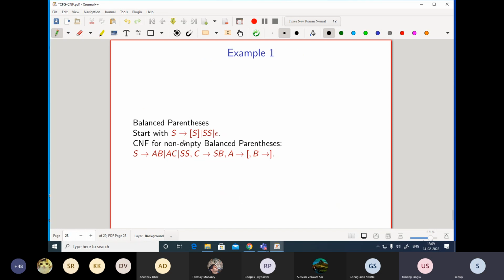So here's an example. If you consider the balanced parentheses problem, we had this particular grammar, but of course this is not in Chomsky normal form. If you consider Chomsky normal form, then it would look like this. You can try it on your own.